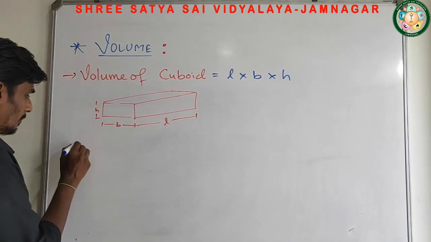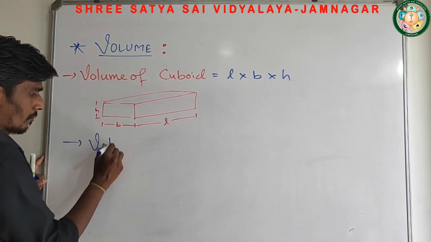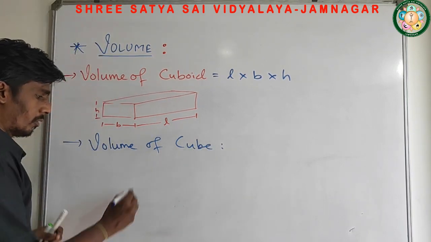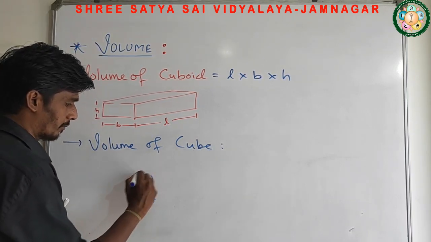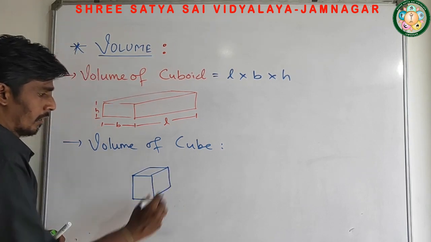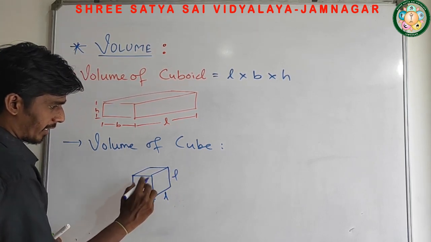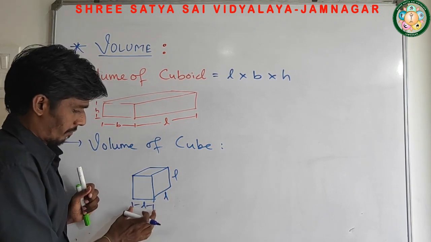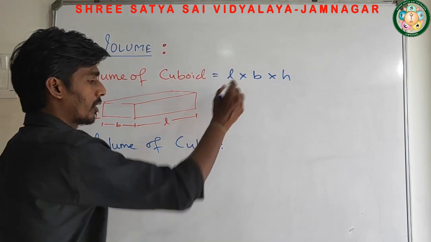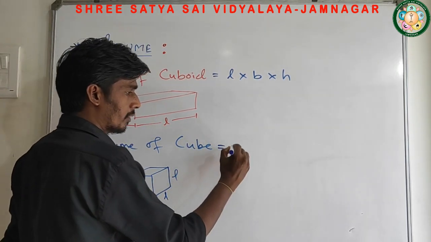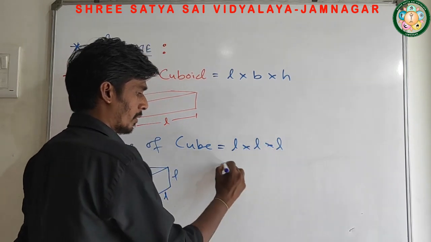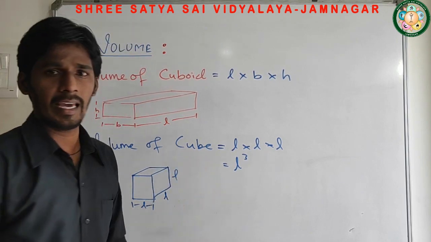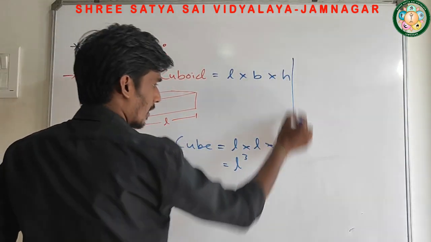Similarly, for cube, volume of cube. Now as we know, a cube has all the measures equal. Length is L, breadth is L, and height is also L. So its formula is what? To find the volume of a cube, it's L into L into L, this is L cube. So the formula for the volume of a cube is L cube. Then let's move to the next figure.